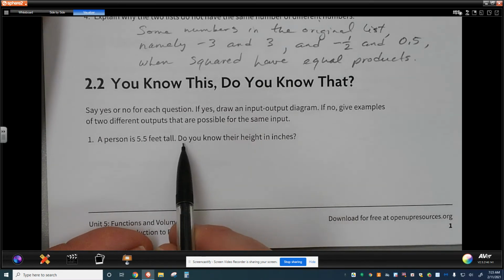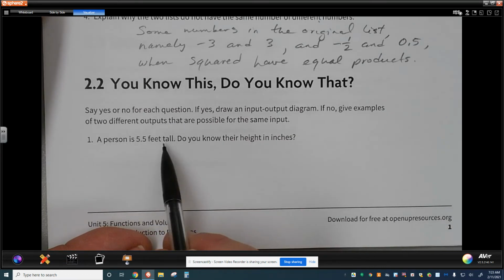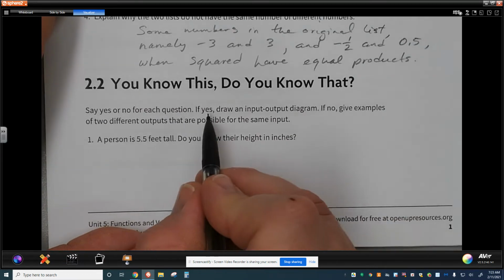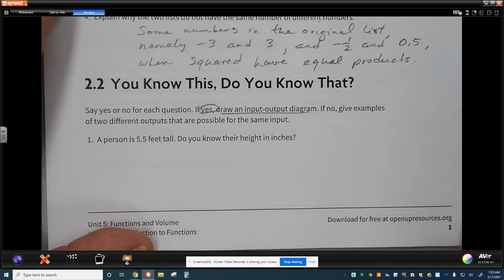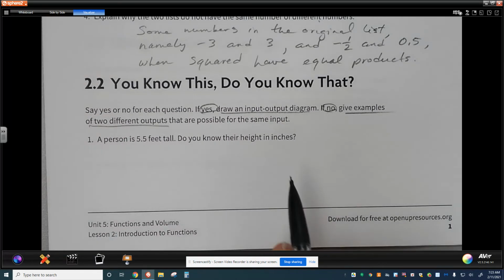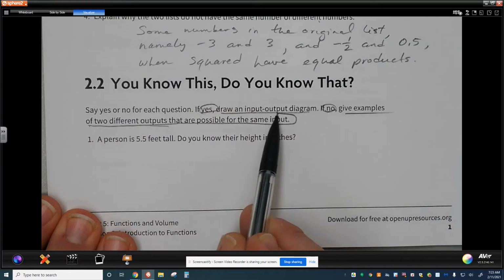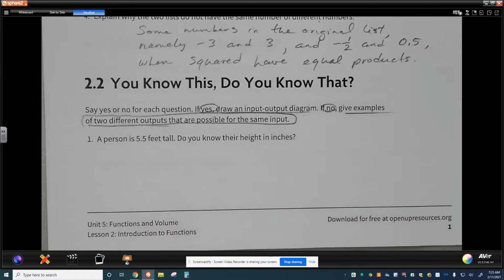Like for this one, do you know the height in inches? That's what we're going to be responding to if we know a person is 5 and 5/10 feet tall. If we get a yes, we have to draw the input-output diagram. If we get a no, we need to give examples of 2 different outputs that are possible for the same input. And now this sentence right here, this is where our big information is. This is what we're talking about by a function. If the rule does not make sense for the situation, or if the rule can't work for all of the inputs and outputs that are out there, then it can't be a function.